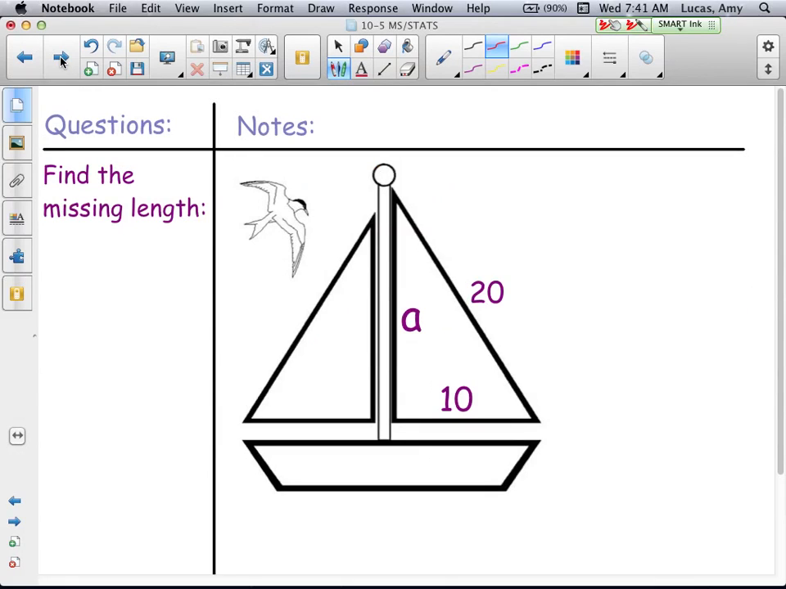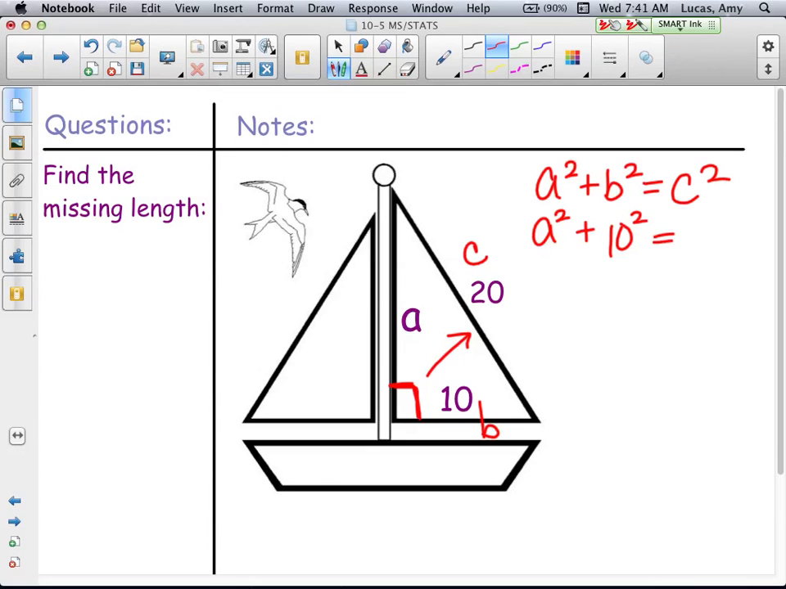Okay, next. It says find the missing length, and it's got a picture of a sailboat. A squared plus B squared equals C squared. A is what I'm looking for. My right angle is right here. So 20 has to be my hypotenuse, which means 10 is B. So A squared plus 10 squared equals 20 squared. 10 squared is 100, and 20 squared is 400.